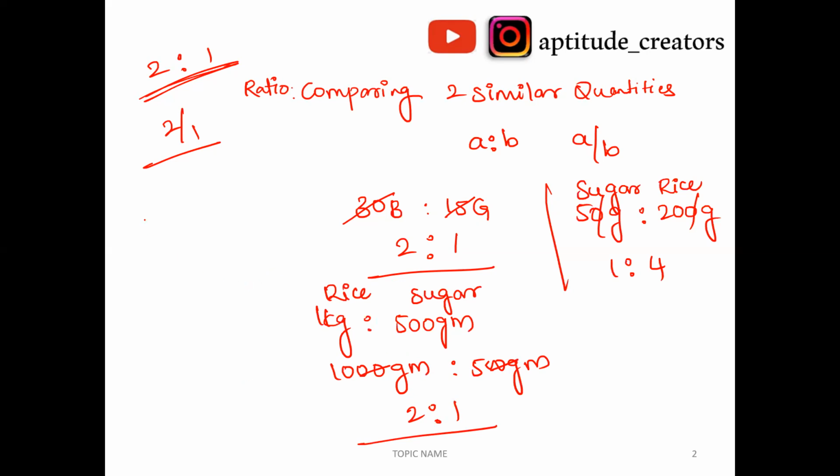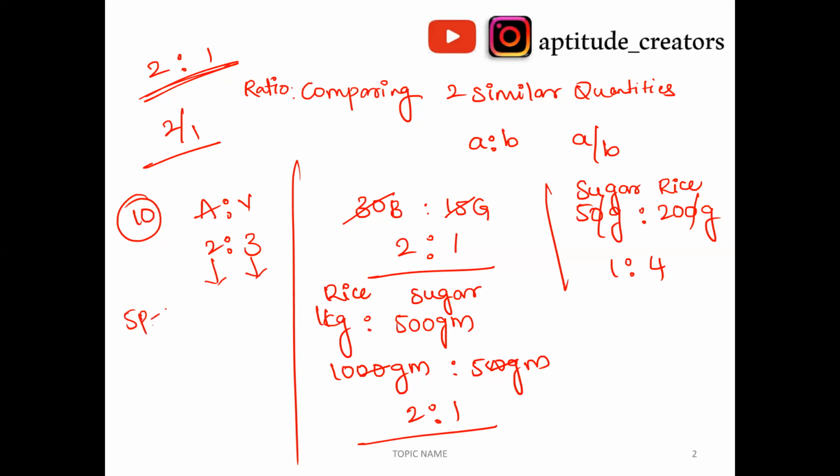Now here, I have 10 chocolates and I am distributing them to 2 persons. One is Anushka and another person is Virat. If I am distributing in ratio 2:3, how many chocolates will Anushka get and how many chocolates will Virat get? 5 parts is equal to 10, and 2 parts is equal to how much? 5 into 2 is 10, 2 into 2 is 4. Anushka will get 4 chocolates and Virat will get 6 chocolates. Correct? This is nothing but ratio.